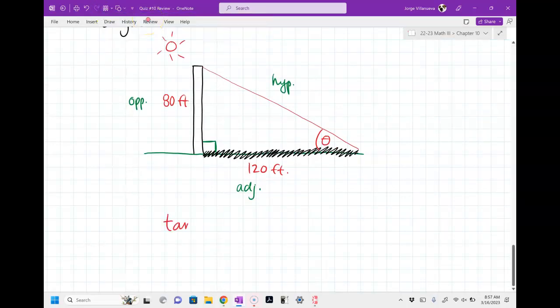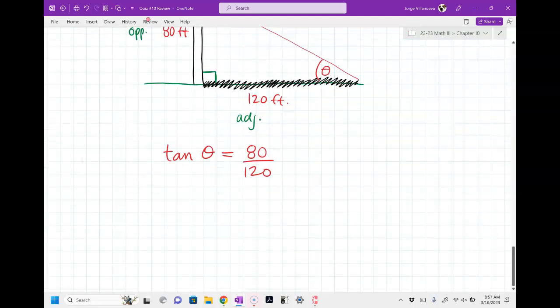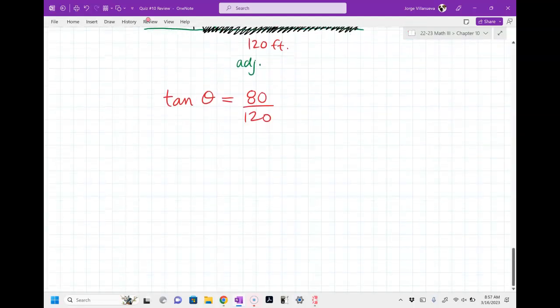So tangent of theta is 80 over 120. Now remember, you can reduce that. You can reduce that by 40, right? So that's going to become 2/3. Again, you don't have to. Your calculator can do it for you, but I always prefer you guys try to simplify the math before you start working on everything, right? Make the numbers smaller if you can. So that becomes 2/3.